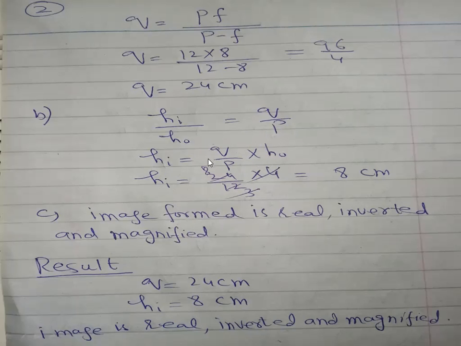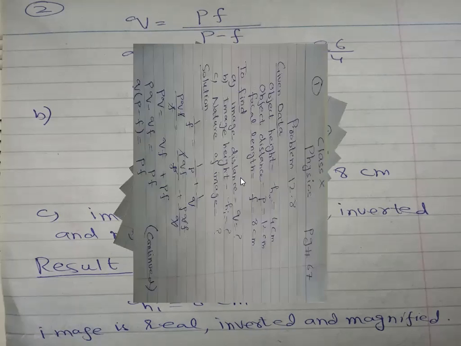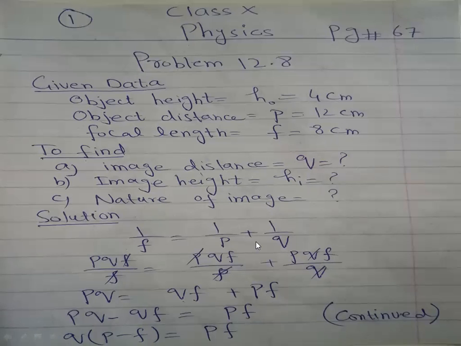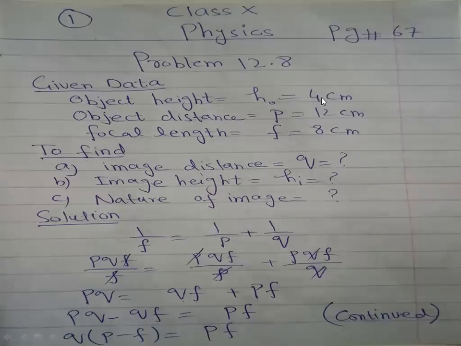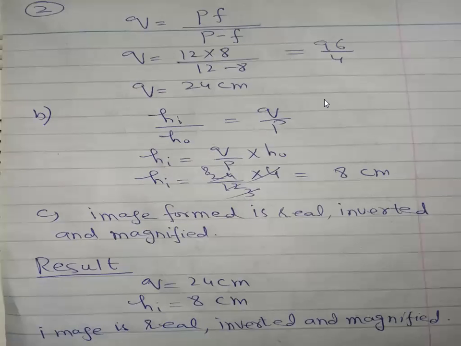Just plugging in the values. The value of Q is 24, which I just found, and P is 12. The height of the object is 4 centimeters. This is given to me. I just plug in all the values, Q which is 24 centimeters, P which is 12 centimeters, and H naught, the height of the object, is also given in the numerical. So I get 8 centimeters. The height of the image is 8 centimeters.